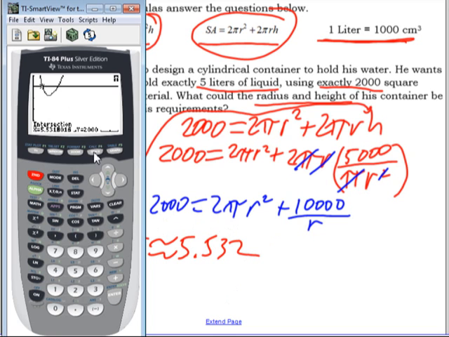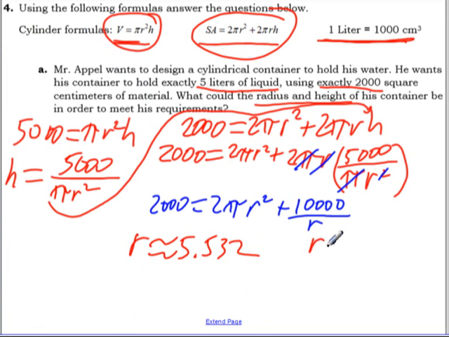But I also have to calculate that other intersection. So second calc intersect. Oops. Yeah, I'm going to select the first curve, the second curve, and this time I'm going to arrow over close to the other intersection to calculate that one. And I see when x is about 14.420. So the other option is 14.420. So those are my two possible values for the radius.